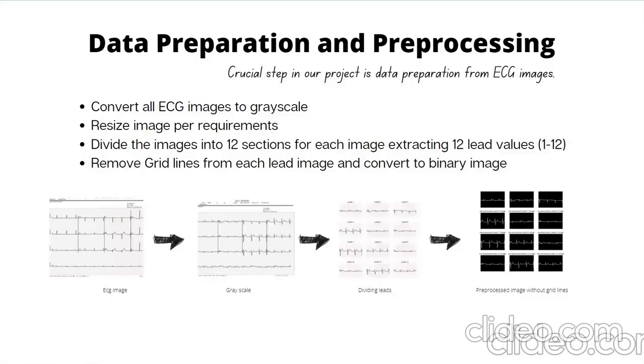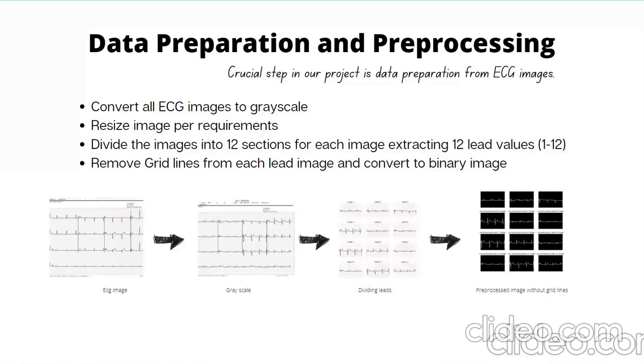Once that is done, we find all the divisions of an ECG image. Literally, what we are working on is a 12 lead ECG image. So there are V1 to V6 leads, and lead 1, lead 2, lead 3, and the other AVR, AVL, and AVF leads. So we are dividing these into 12 leads, lead 1, lead 2, lead 3 up to lead 12 for our understanding.